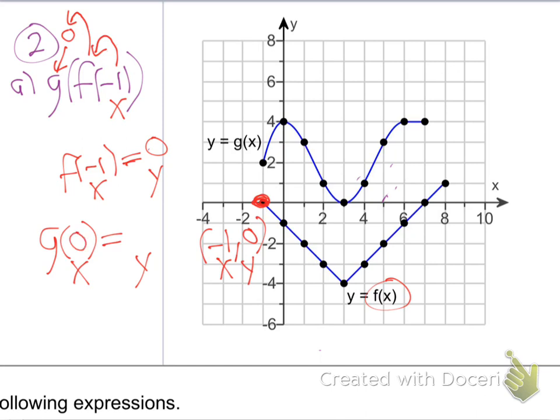I like this. So go to the g graph now. I like green patterns. Go to the g graph and find the point on it that has an x value of 0. That'd be this point. Over 0, up 4. That's the x, that's the y. So the final answer is 4 for part A.